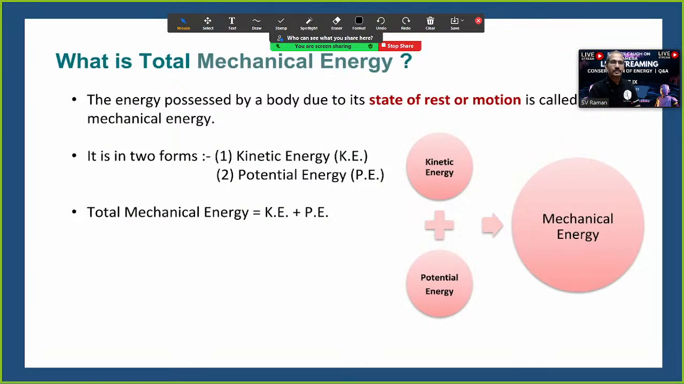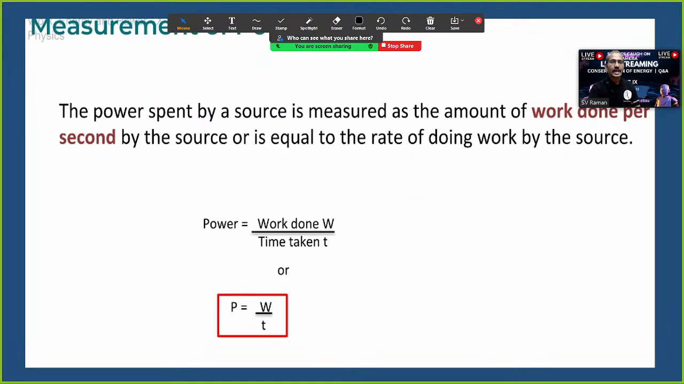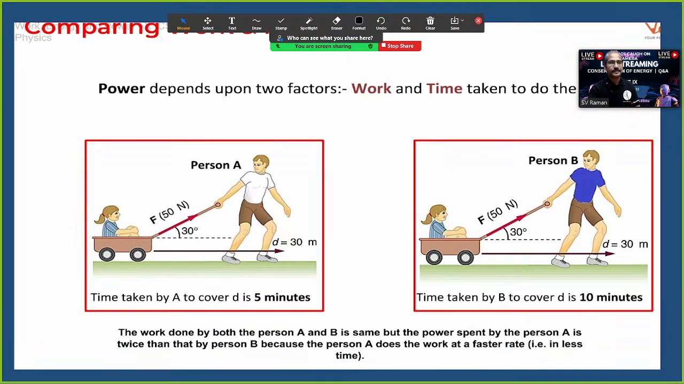Now total mechanical energy, what is it? Both kinetic energy and potential energy addition, we can call it total mechanical energy. The power spent by a source is measured as the amount of work done per second by the source, or is equal to the rate of doing work by the source. Power P is equal to work done in unit time. So power P is equal to W by T. Power depends on two factors, work and time.